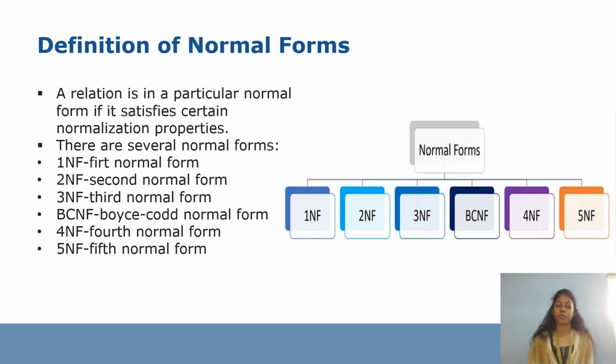Definition of normal forms. A relation is in a particular normal form if it satisfies certain normalization properties. There are several normal forms: first NF, second NF, third NF, BCNF, also known as Boyce-Codd normal form, 4NF, and 5NF.